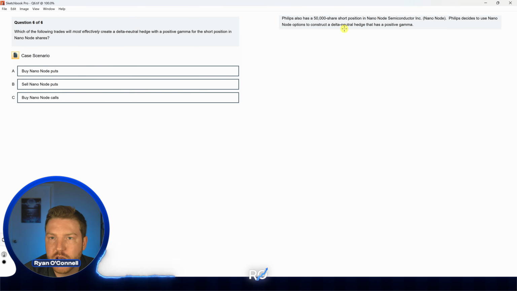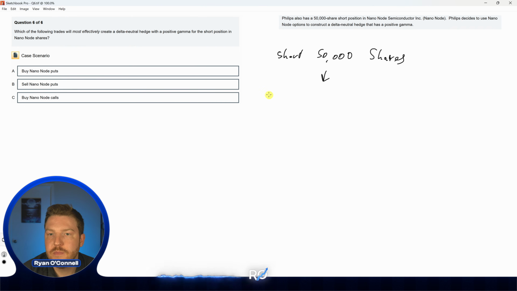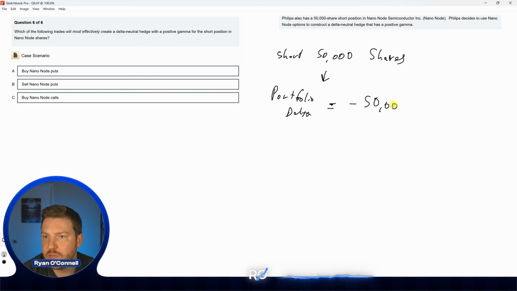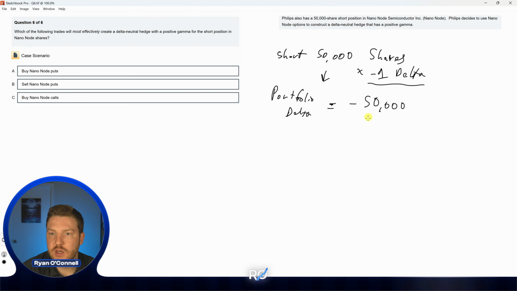So if we're short 50,000 shares, that will imply that our current portfolio delta is going to be equal to negative 50,000. Why is that? Because it's the 50,000 shares multiplied by the delta for each share. Each share has a delta of 1, and if we're short, that means it's going to be negative. So we need to get this to 0. How are we going to do that?